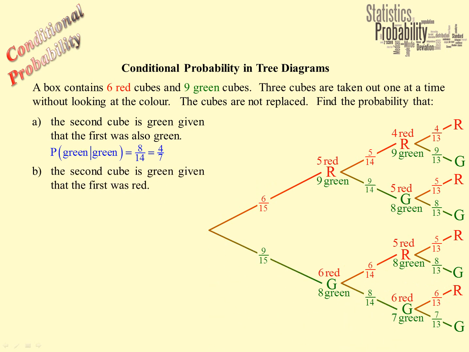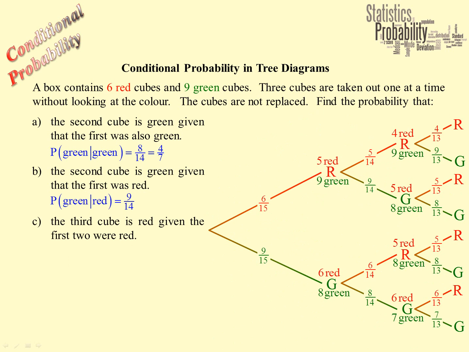Right, second cube probability, second cube is green given the first is a red. So there are, first red, second green. So there is your conditional probability, 9/14.